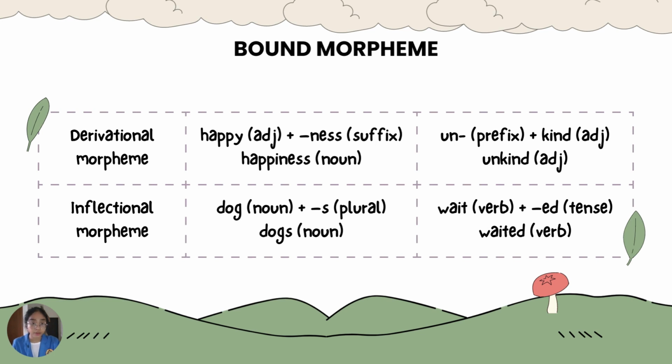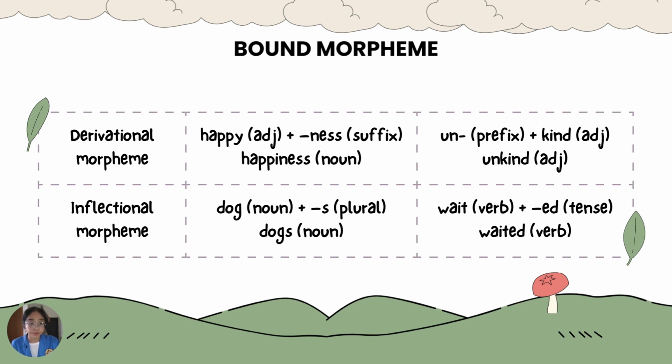Next, there are bound morphemes. Bound morpheme is a morpheme that cannot stand alone because it has to be bound to another morpheme to become a new word. Bound morphemes are grouped into two parts. The first one is derivational and the second one is inflectional morpheme.